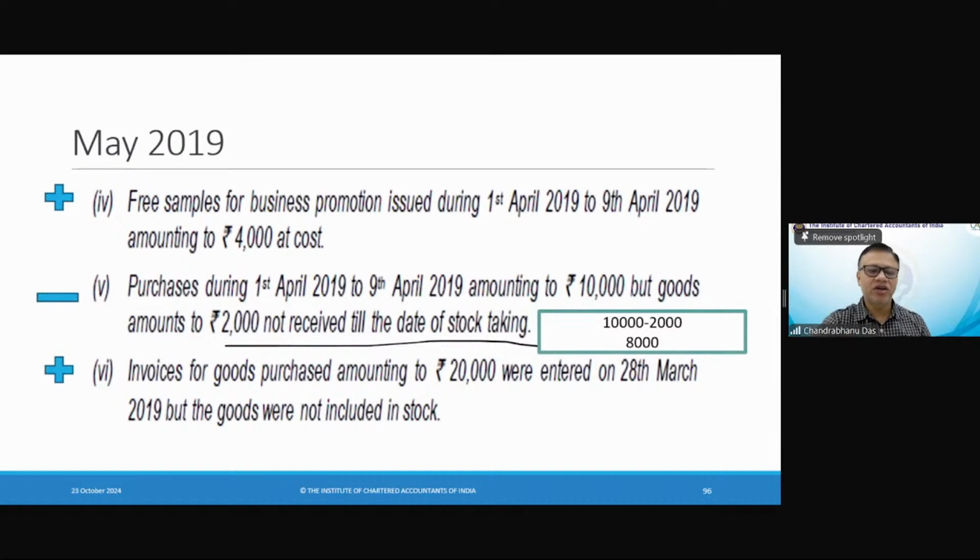And the invoices for goods purchased amounting to 20,000 were entered on 28th March, but the goods are not included. So this is a purchase which is not included. Definitely, since it was not included earlier, you have to add it back. So you are adding back these purchases because these goods have to go back to your opening stock, because it is not entered on 28th March.